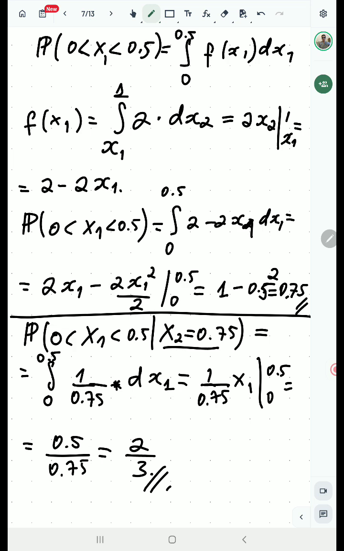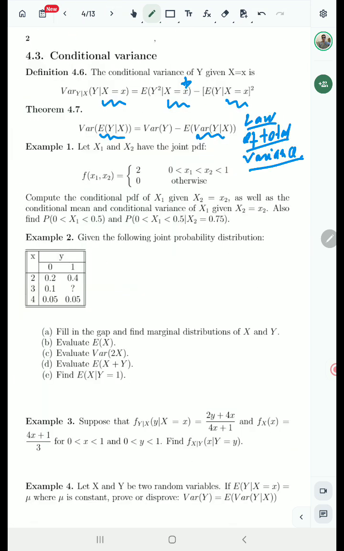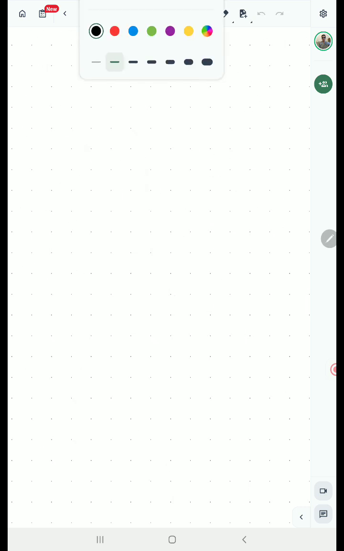Okay, what else? We have to find the joint probability mass function in this case, in this tabular case. So first we have to fill in the gaps. Maybe I have to rewrite it here. That is example 2.